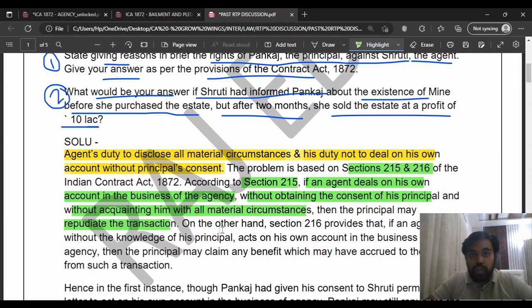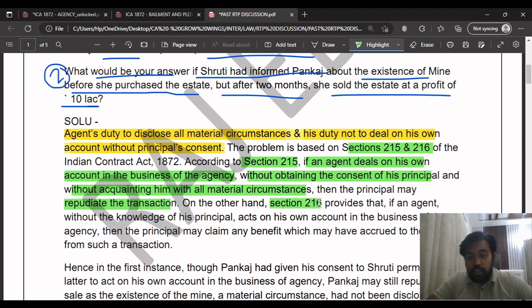Some of the students will not write this technical term, repudiate. Repudiate is a technical law term. I suggest that you write repudiate itself. The principal has the right to repudiate the transaction. Repudiate means cancel the transaction.